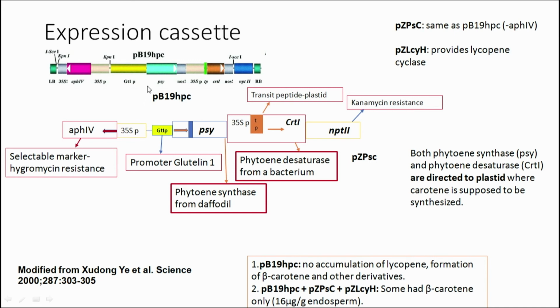Now, the second thing which you see here is PSY, and this PSY is the phytoene synthase, which is the first enzyme required to convert geranyl diphosphate into the first product, which was phytoene, if you recall that pathway.